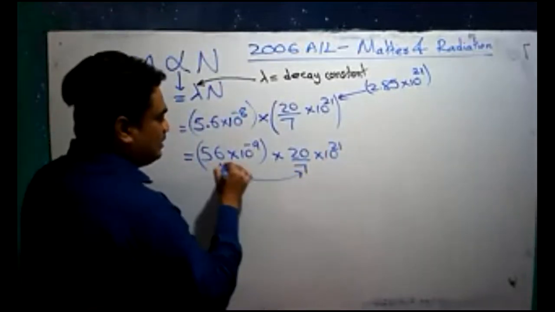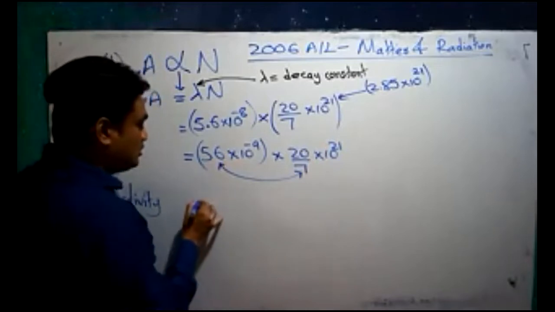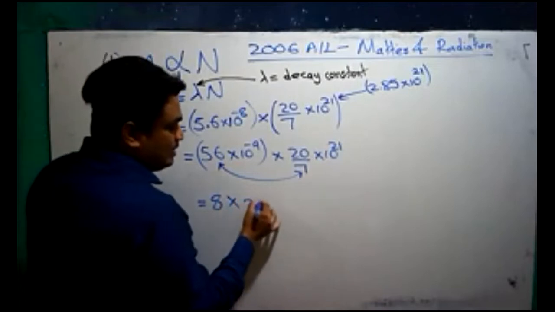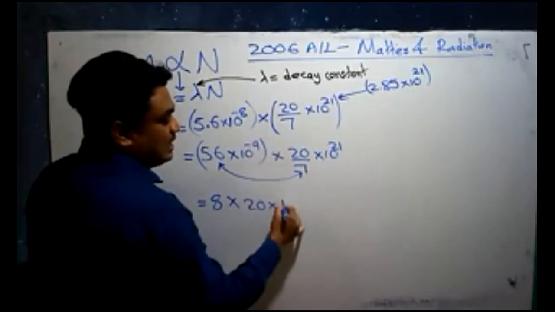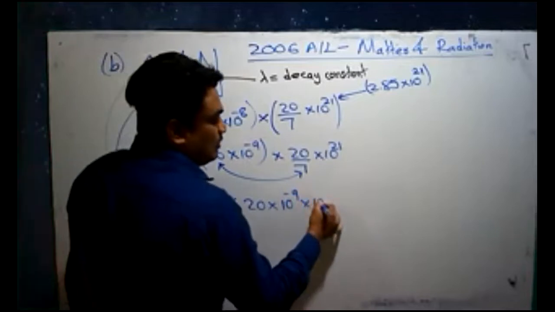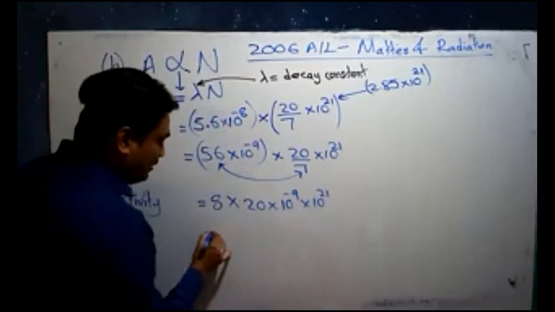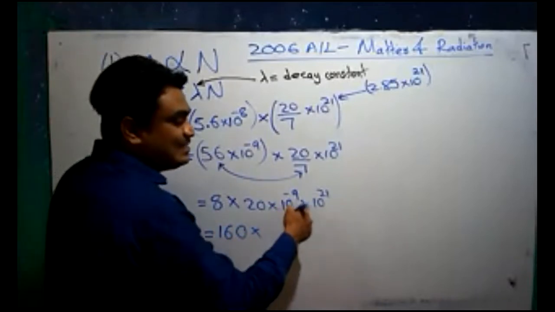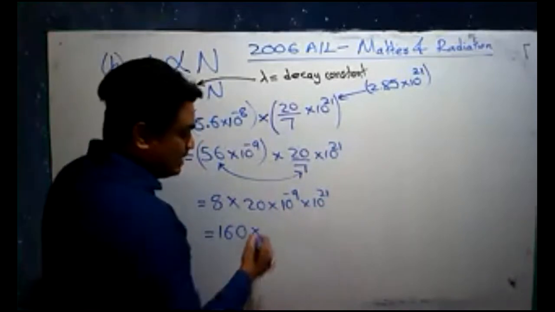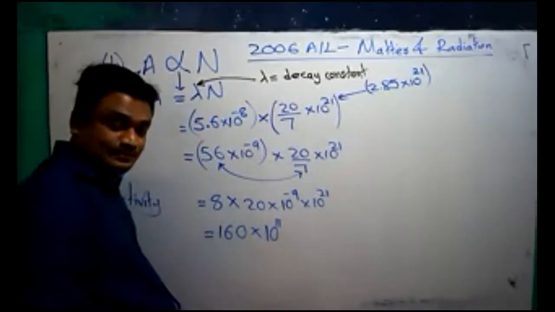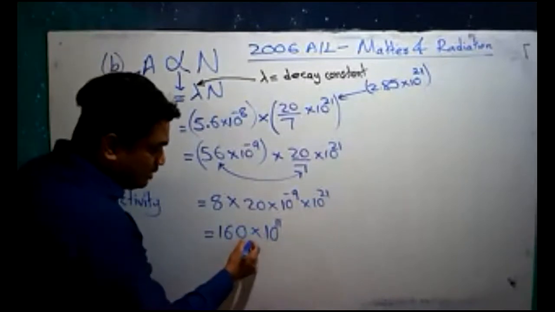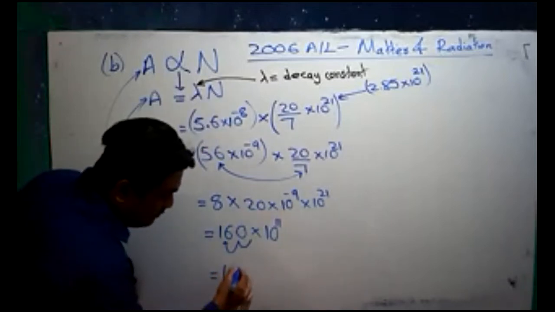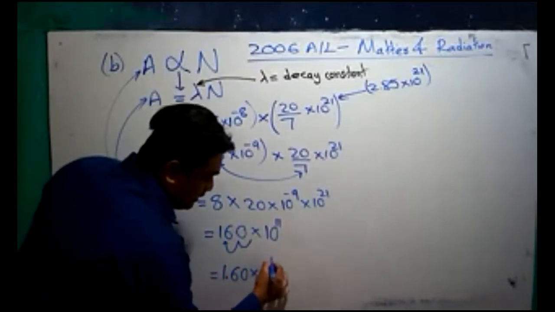Now 56 and 7 can be cancelled out. 7 times 8 is 56. Into 20, I write 10 to the power minus 9 here, and 10 to the power plus 21 here. Now let's simplify it. 8 times 2 is 16, and 10 to the power minus 9 plus 21 is 10 to the power 11. Let me take 2 decimal points like this, then 11 will be 13. So you will get 1.60 into 10 to the power 13.